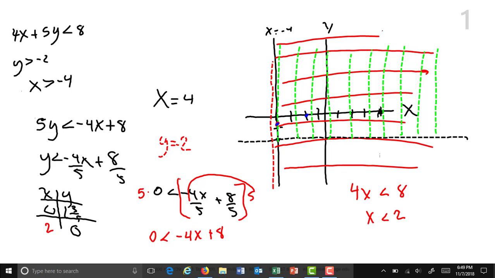Actually, look at right here, when y is equal to 0, this whole thing is 0, so x is equal to 2. And then, let me see, x equals 0, oh wait a minute, that is 8/5, isn't it? Okay, wait a minute, I know what I did, I'm on the bottom side. This is the x-axis. So it should have been 1 3/5. Okay, so that goes like this.